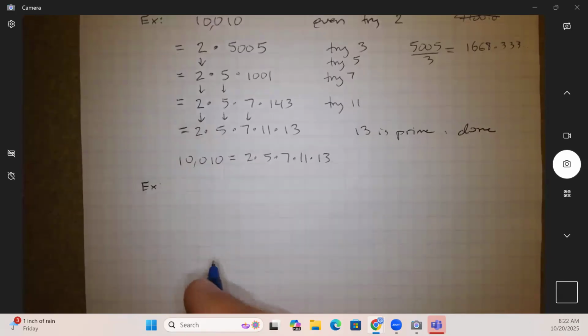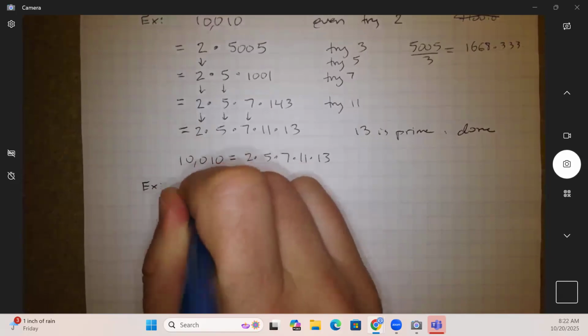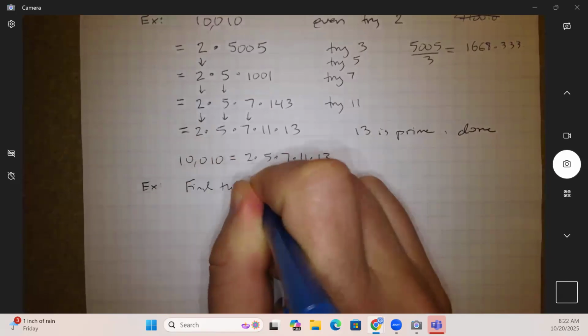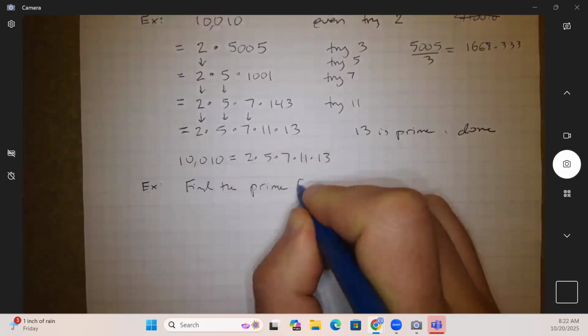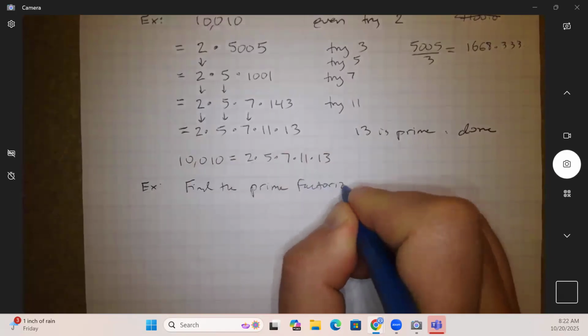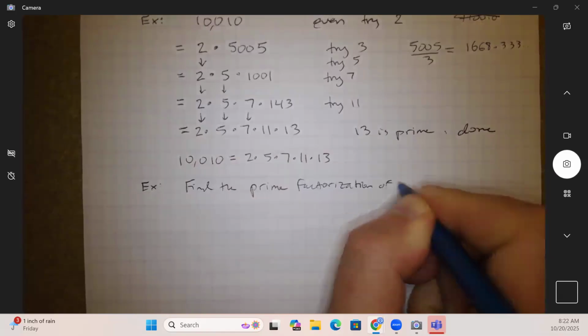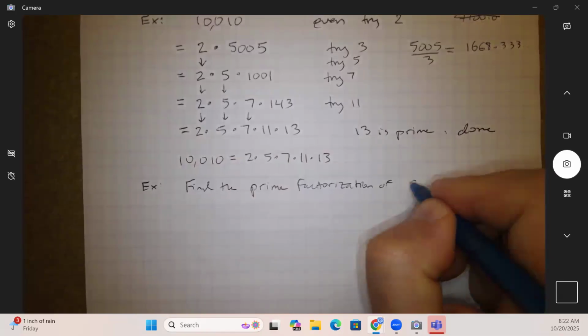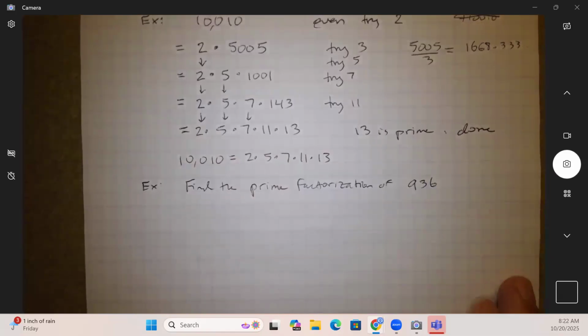All right, I'm going to write this example down. Find the prime factorization of 936. I'm going to pause the video and everybody work on it a little bit.